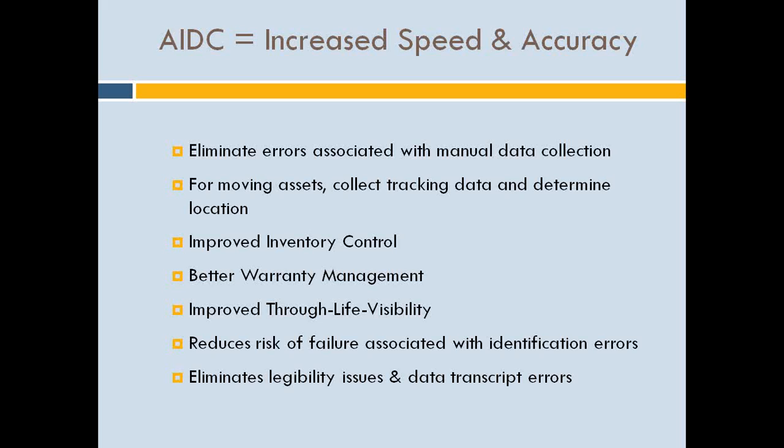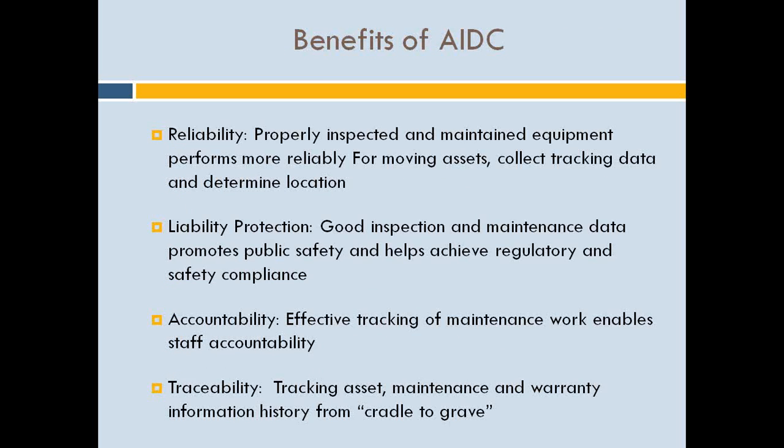It reduces the failures associated with identification errors. What I mean by that is I've visited several facilities, everything from HVAC units on the roof to equipment in a plant where there's multiple pieces of equipment that are exactly the same, right next to each other, or in very close proximity, and sometimes the right asset is not maintained or inspected because they simply get it wrong. Barcoding and AIDC eliminates those types of errors, and then obviously it eliminates those legibility and data transcription errors as well. So you're taking all of the writing and reading and typing out of the equation.